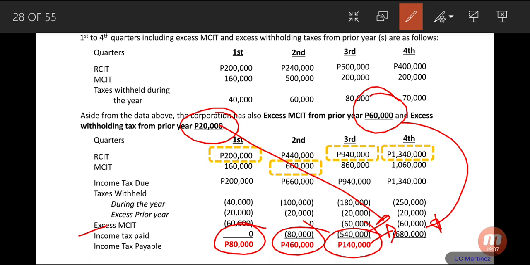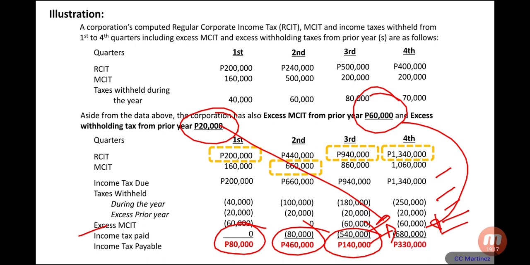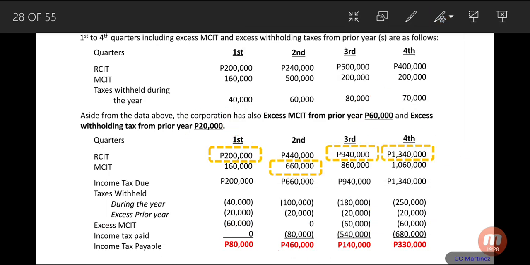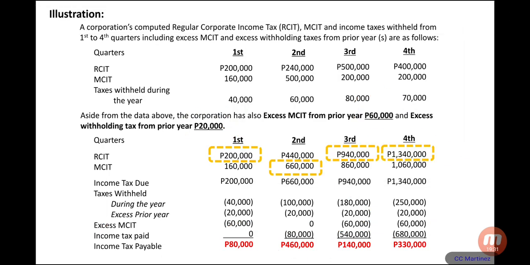Gawin natin. Income tax due, 1,340, less 250,000, less 20,000, less 60,000, less 680,000 equals 330,000. Ibig sabihin, ang babayaran natin for the fourth quarter is 330,000. Okay? So, kapag hindi lang naintindihan or medyo hindi nakasunod sa computation, i-replay na lang yung video.